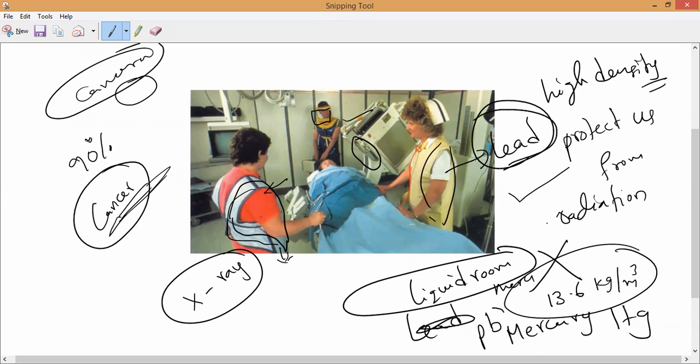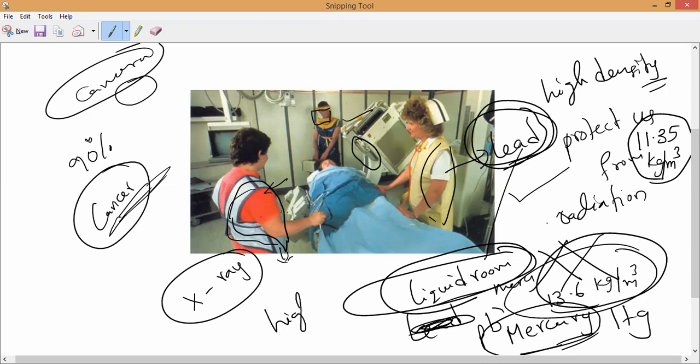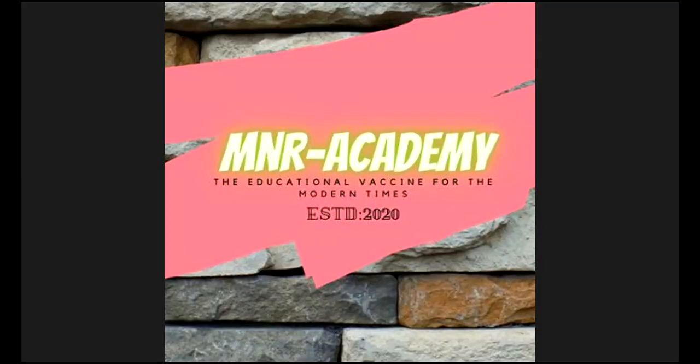But lead we are using, even though its density is 11.35. Compared to lead, mercury's density is more. But what is the state of mercury at room temperature? Liquid state. It is the only metal present in liquid state. That is the reason we cannot use mercury. But mercury and lead both are highly poisonous metals. Even 1 milligram of mercury, if consumed, can lead to death. They are that dangerous.